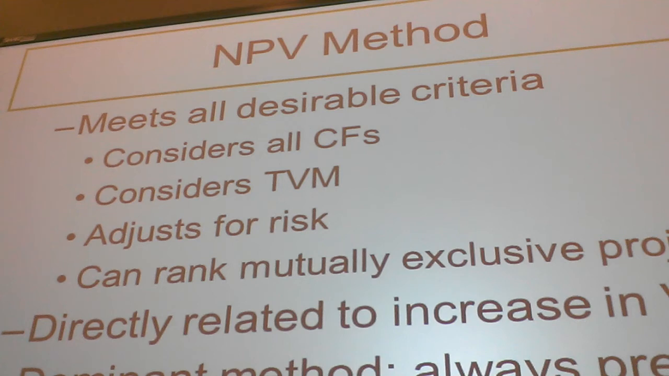But another thing that's important here for the sake of our class: why is this method preferred? We're going to show you some methods later that we don't prefer to use. If all else fails, we always use the NPV method. The question is, why is this method preferred over those other methods? The reason it's preferred is it considers all cash flows, it considers the time value of money, it adjusts for risk, and it can rank mutually exclusive projects.